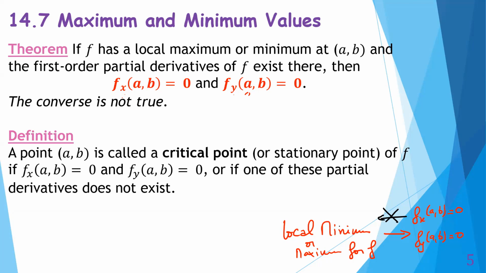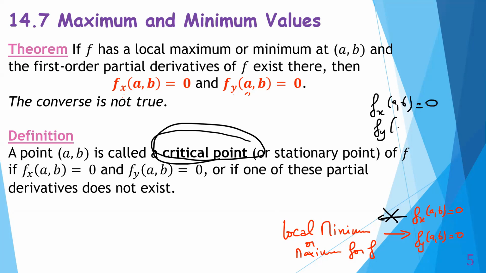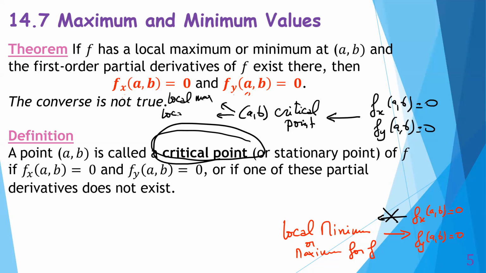Because the converse can give us a local minimum, a local maximum, or another type of special point, which we call a critical point. When all first partial derivatives are equal to zero, this means that (a, b) is a critical point or stationary point. What is a critical point? A critical point can be a local max, can be a local min, but it can be something else, okay? Not only extreme values.